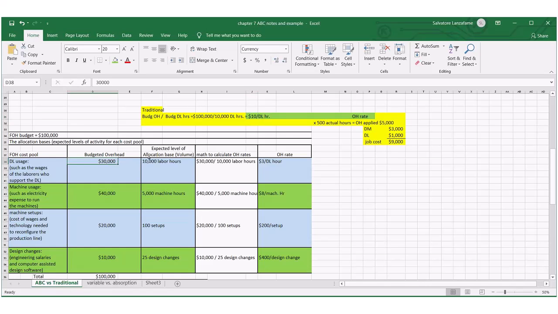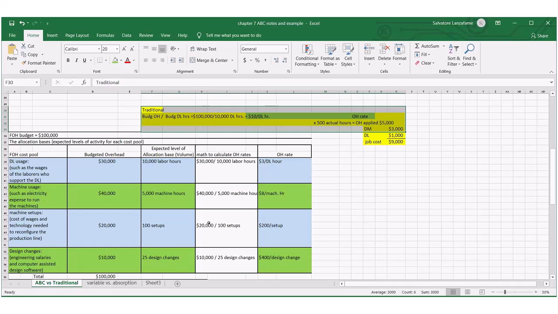So 30 divided by 10 gives us $3 per direct labor hour. We were using $10 per direct labor hour if we were doing the traditional way. But using ABC, we're going to go based on activity. And we've decided that there are 4 different activities, not just one, like under the traditional way. So if we're going by activity, the direct labor, the impact on the overhead rate would be $3, not 10.